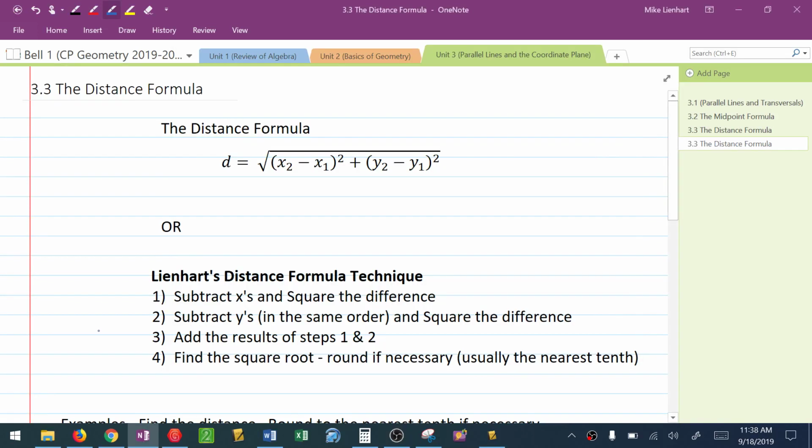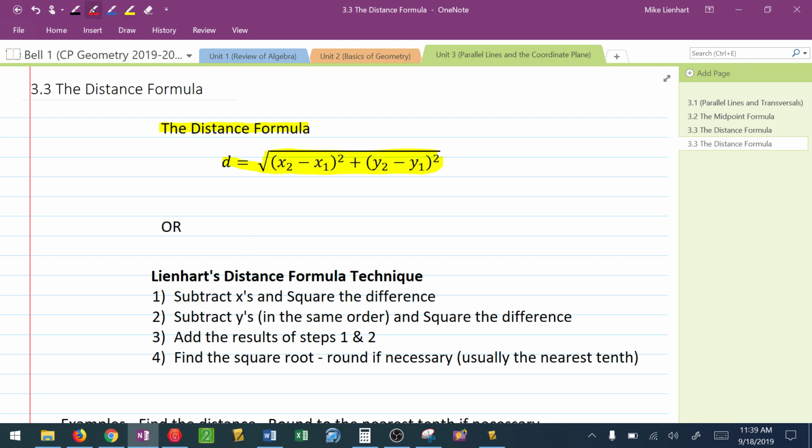Okay, this video is about the distance formula. Now, the distance formula is a formula that we can use to find the distance between two locations on a coordinate plane. Now, most textbooks, most people are going to tell you that the distance formula is found by literally following this formula. All right? This is definitely a way that you can do it.